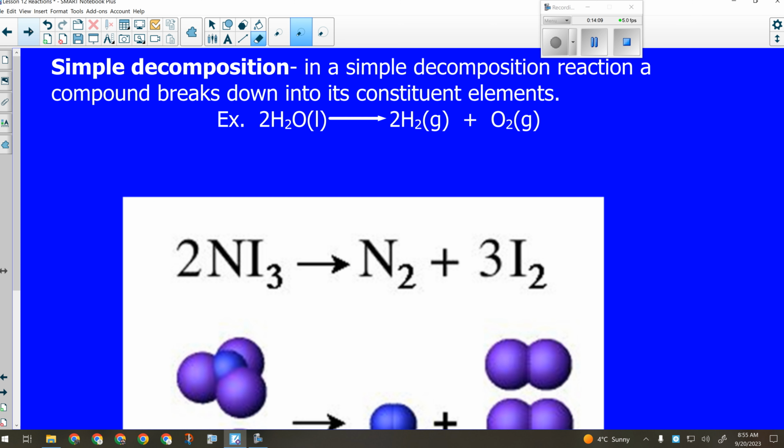Yes. On the reactant side, there are 2 times 2 is 4 hydrogen atoms, 4 hydrogen atoms, 2 times 1 is 2 oxygen atoms, 2 oxygen atoms. So it's still balanced.